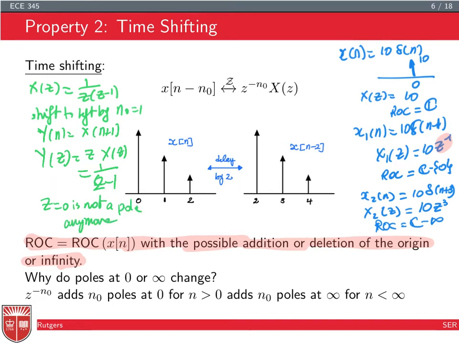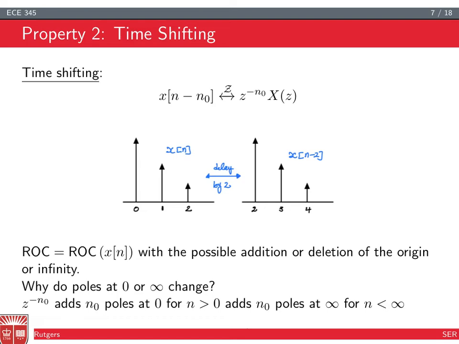So this is what the rule says. So you have to be careful. You may have to remove or add infinity to the ROC. So to summarize, for a time shift, when you shift to the right by n0, you have to multiply X of z by z to the minus n0, and the ROC is the same, except that you may have to add or delete 0 or infinity.